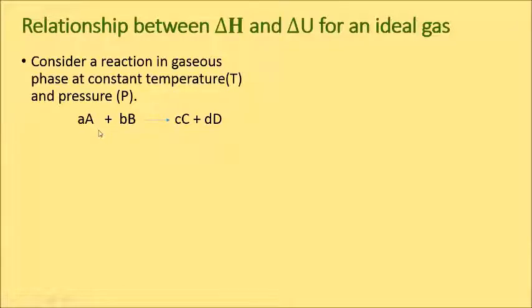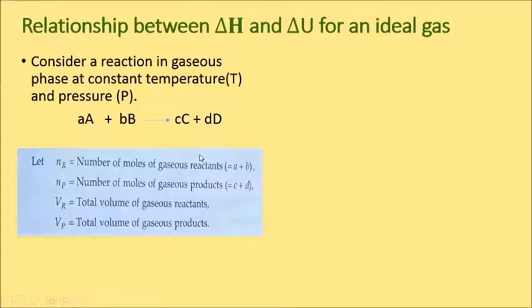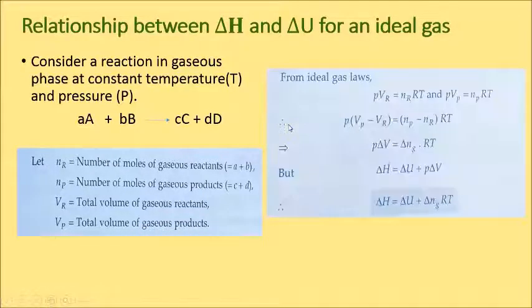So let's see a reaction aA plus bB giving cC plus dD. Let's take nR as the number of moles of the gaseous reactant, that is a plus b, the coefficients. nP, the number of moles of gaseous product, that is c plus d, small letters. Then capital VR is the total volume of the gaseous reactant, whereas VP is the total volume of the gaseous product.